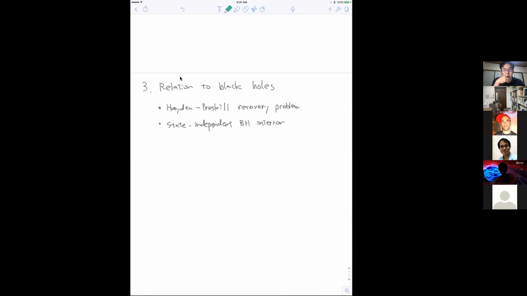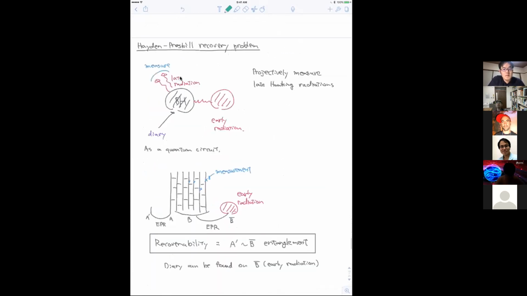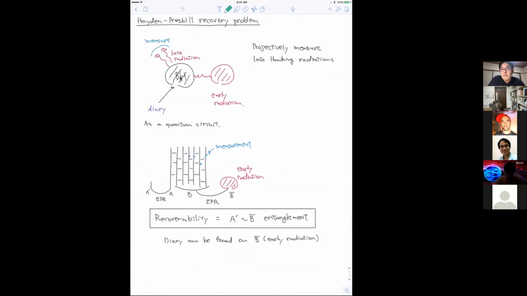Okay, finally, let me quickly discuss the relation to black hole physics. So our favorite Hayden-Preskill problem and black hole interior. Let me briefly recap what the Hayden-Preskill recovery problem was. You prepare an old black hole, so the black hole is maximally entangled with early radiation. And for such an old black hole, we throw in a diary, and then we try to recover the content of the secret quantum diary by collecting the late Hawking radiation.